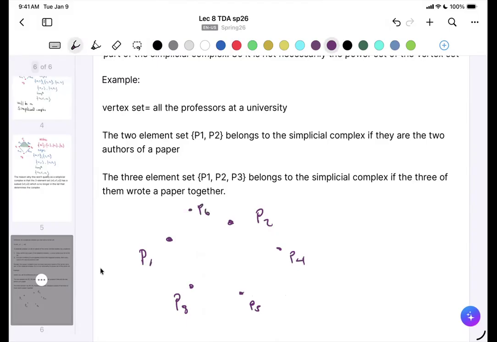So let me not make anything too crazy. These three wrote a joint paper, so you represent that pictorially by drawing a solid triangle. Maybe Professor Five never wrote a paper, so they are alone, their own island. Which is my number 6 in this case. I think this is what I'm calling 6.